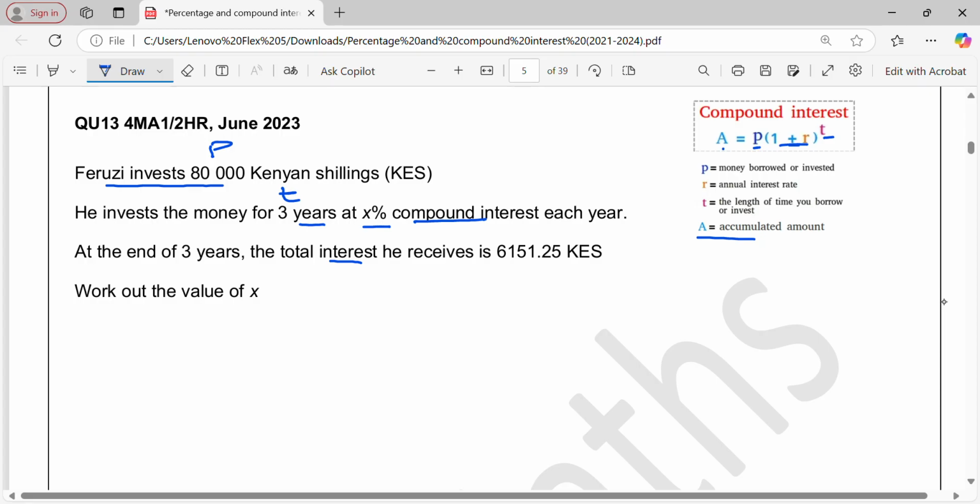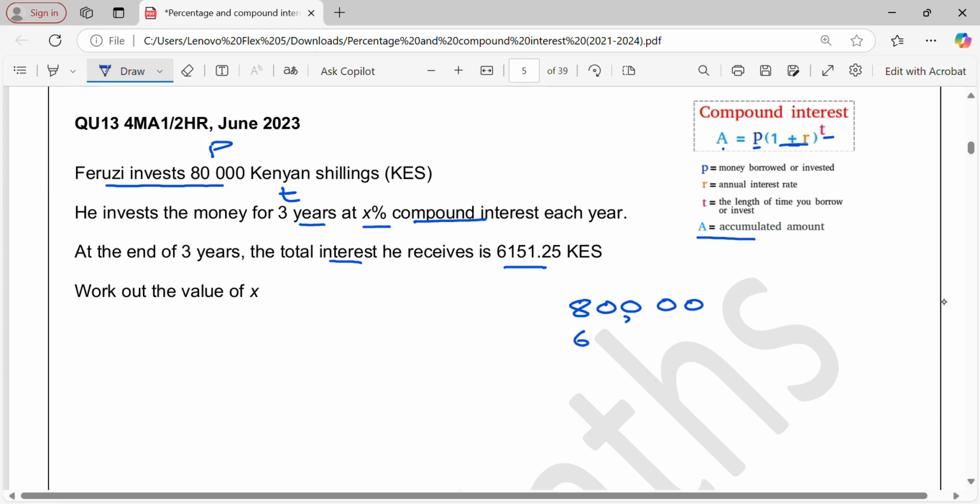If I wanted to know the accumulated amount after 3 years, I will add, because P is the principal amount, the original amount, which is 80,000. On 80,000 he receives 6,151.25 Kenyan shillings. So let me add it to get the accumulated amount.